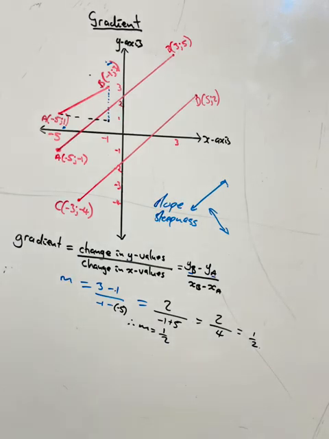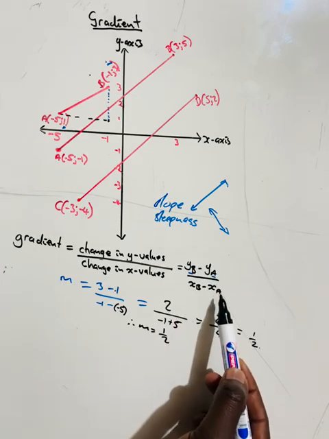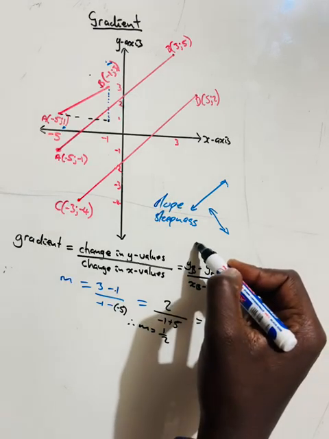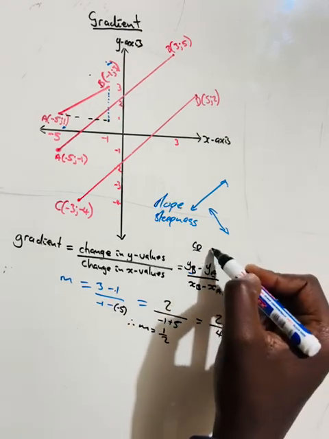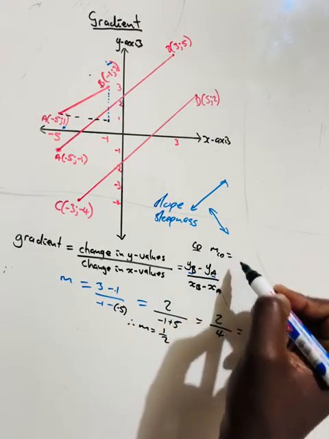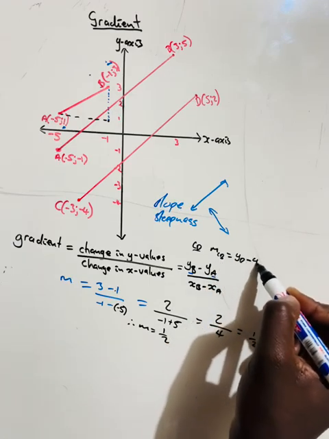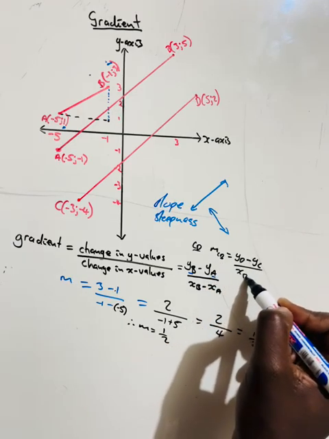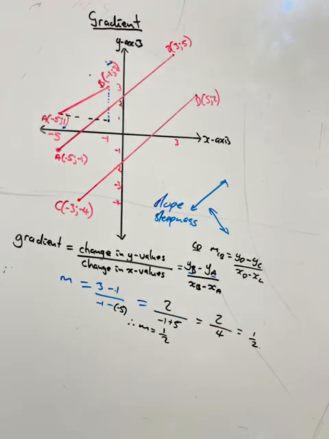So your gradient formula, you say yb minus ya over xb minus xa. If you are given line CD and they say find the gradient, you will say gradient CD is equal to the latter, which is D. You now say yd minus yc all over xd minus xc. That's how you determine the gradient. I hope it's clear enough.